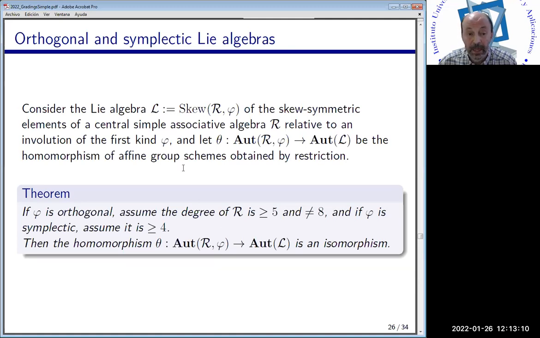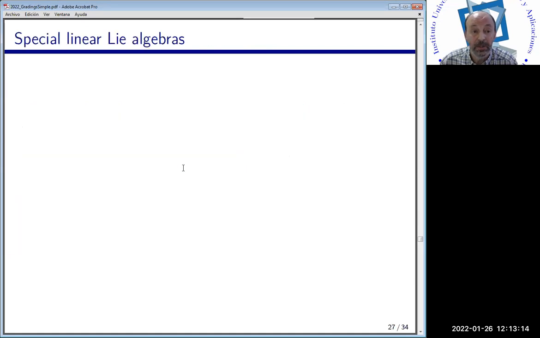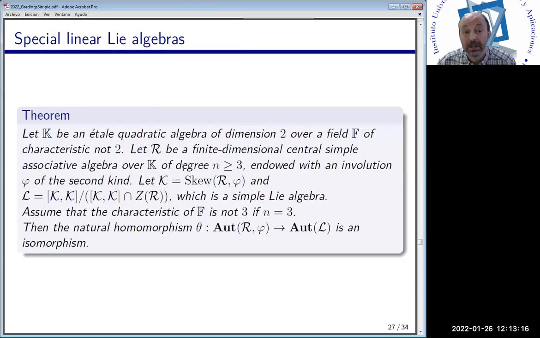And for special Lie algebras, something similar happens, but we have to deal with étale quadratic algebras of dimension 2 over our ground field F. Characteristic 2 will be avoided here. We start with a finite dimensional central simple associative algebra over K of degree at least 3, but now with an involution of the second kind.